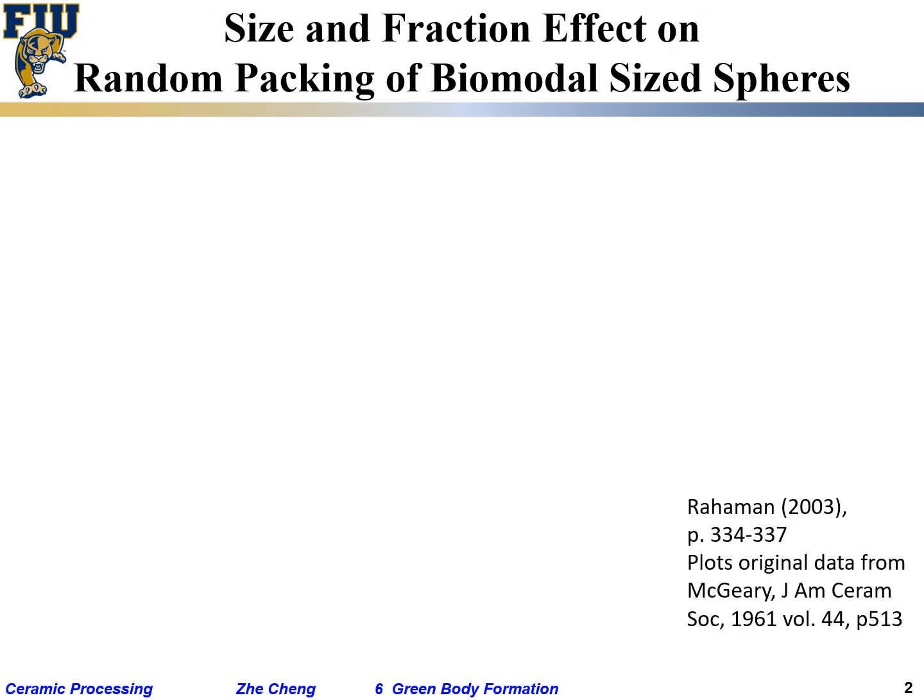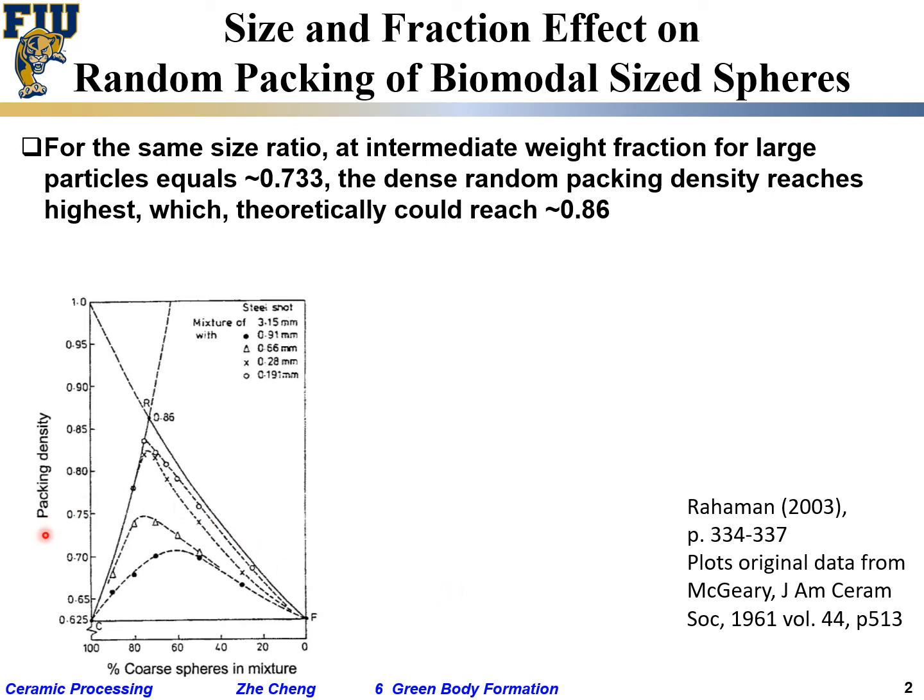Okay, so let's look at some actual data. Here, I'm showing the relative packing density versus the percentage of so-called coarse spheres in the mixture. So I'm still doing bimodal. On the left side, everything would be larger, the so-called coarse spheres: 100% coarse. On the right side, I have zero coarse, which means I have 100% of so-called finer spheres. Make sense? And they follow different lines.